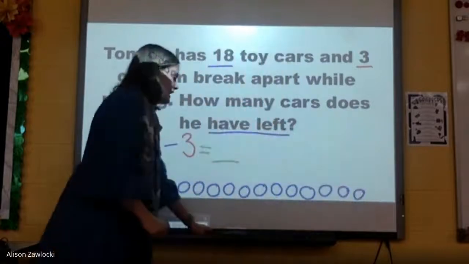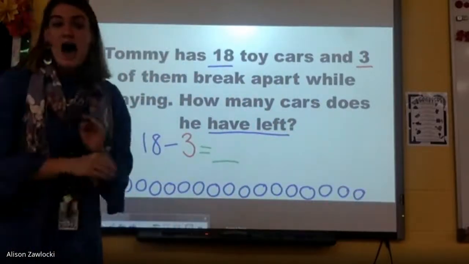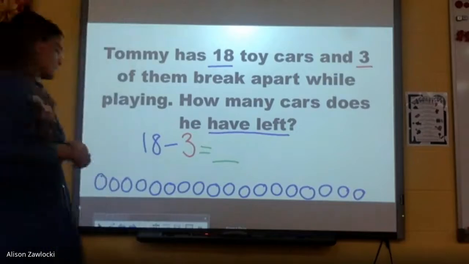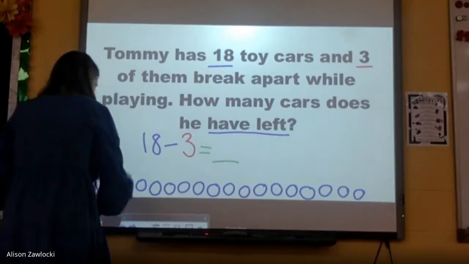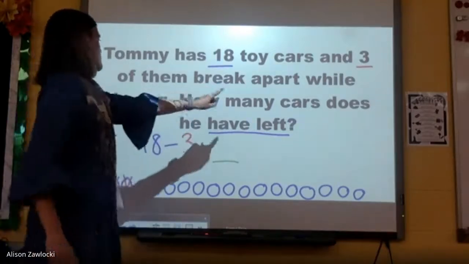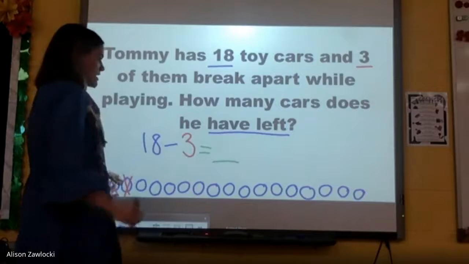Okay, perfect. Now I'm going to cross out how many I need to take away. So I'm going to cross out 1, 2, 3, because 3 of them broke apart while playing. How many does he have left?